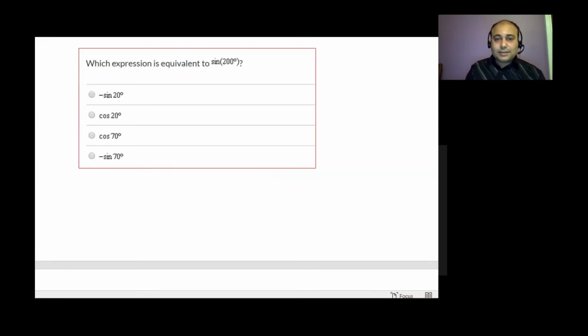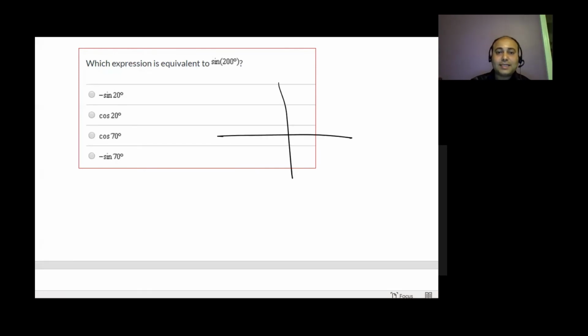All right, so let's get back here in the poll. Most of you got option A. So let's see what we got here. Why is it option A? Again, we're going to graph the x-axis, the y-axis. Where is the 200 at? Which quadrant is that? The 200 is in quadrant 3.